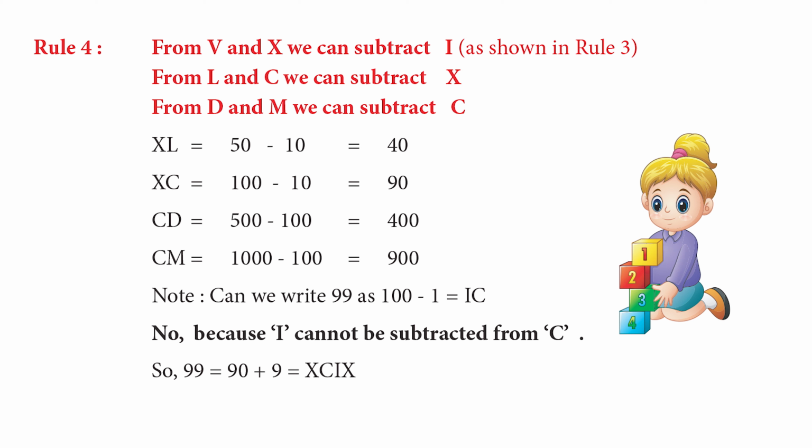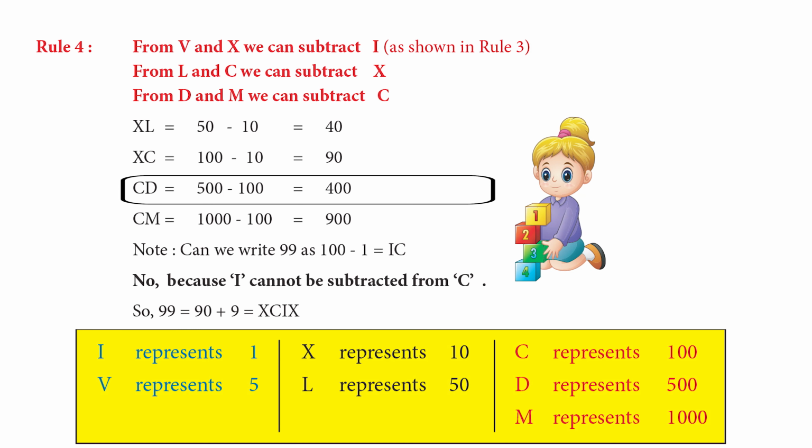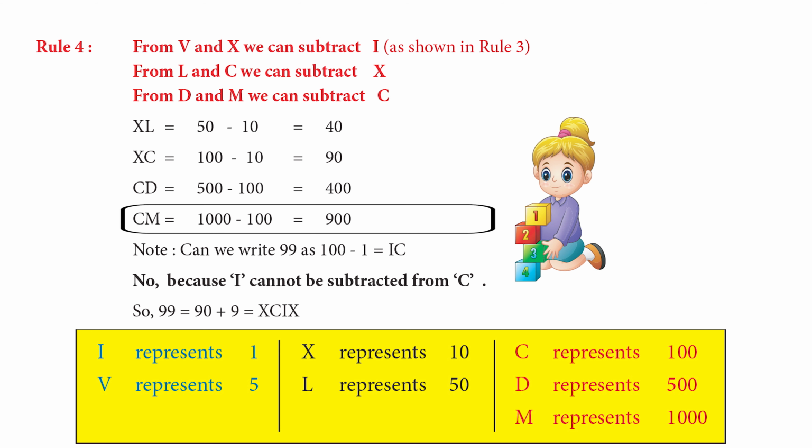Again, we remember rule number 3. Anytime there is a small number before a large number, then we subtract that small number from the large number. Alright, let's move on to see the other examples. There is 100 and then there is 500. So C is smaller than D. So we subtract 100 from 500. We get the answer 400. And then M is 1000 and C is 100. The alphabet M has the value of 1000 in Roman letters and the alphabet C has the value of 100. So we subtract 100 from 1000, we get the answer 900.